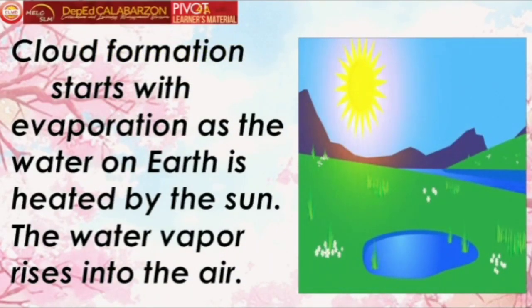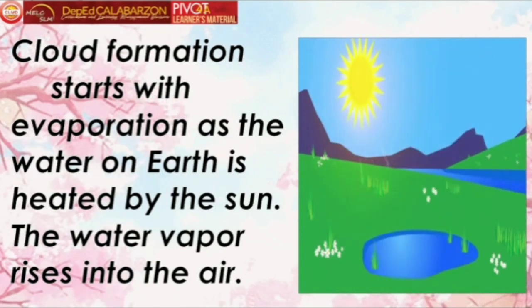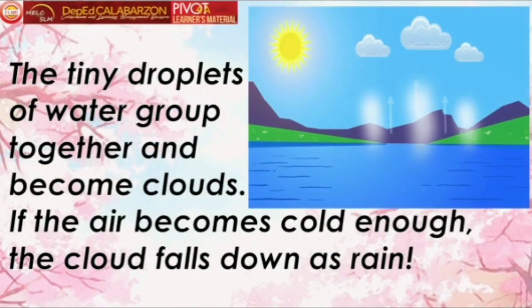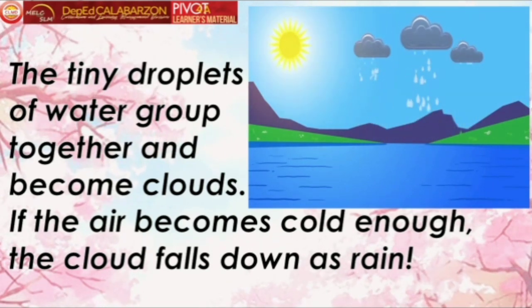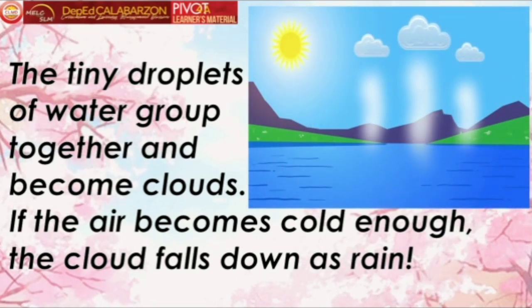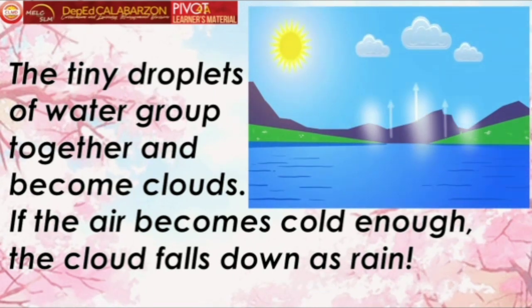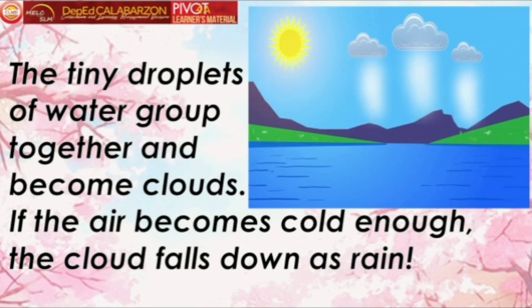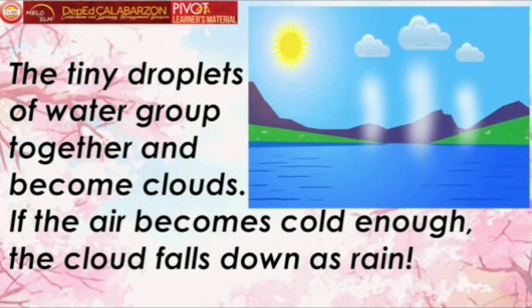Cloud formation starts with evaporation as the water on Earth is heated by the sun. The water vapor rises into the air. The tiny droplets of water group together and become clouds. If the air becomes cold enough, the cloud falls down as rain. The paragraph we had read tells how clouds are formed. The details and process on how they are formed are presented. This kind of paragraph that gives information is known as an expository text.